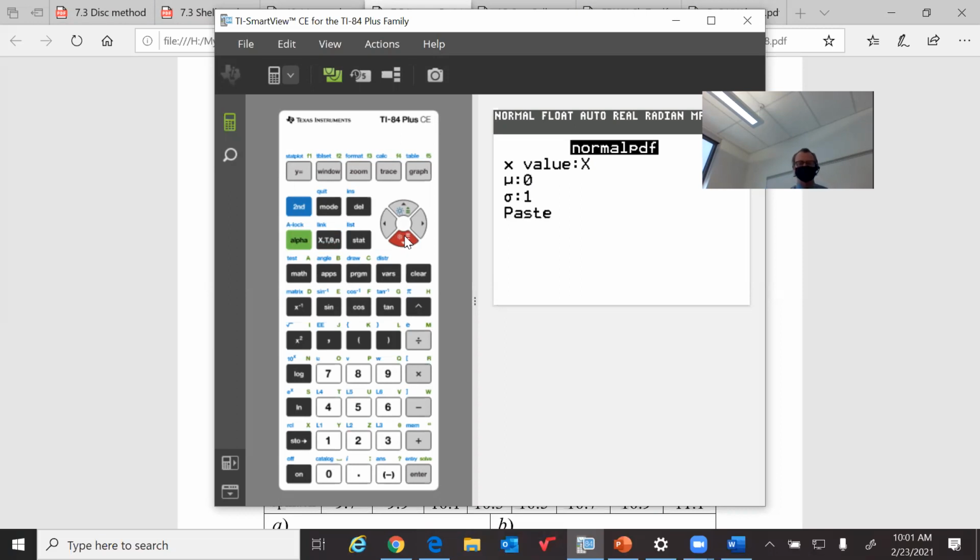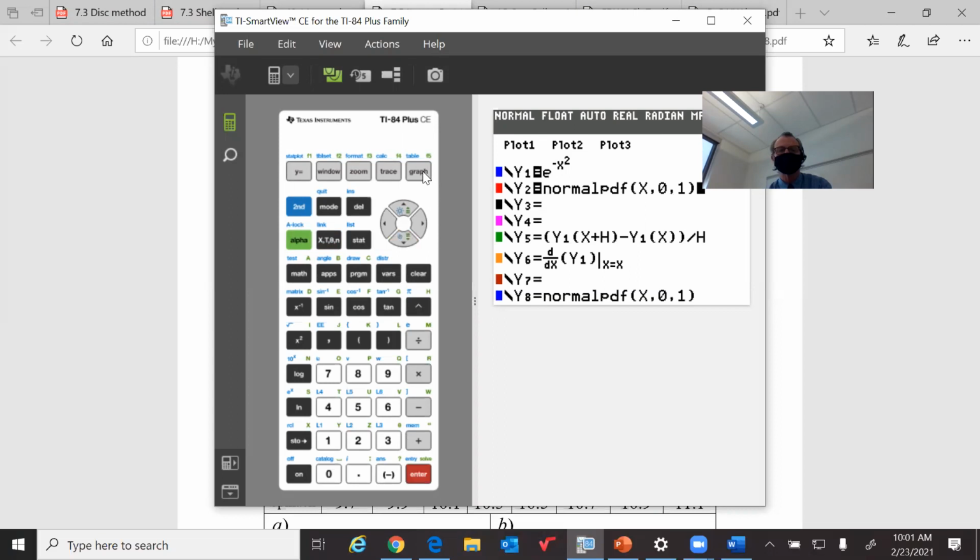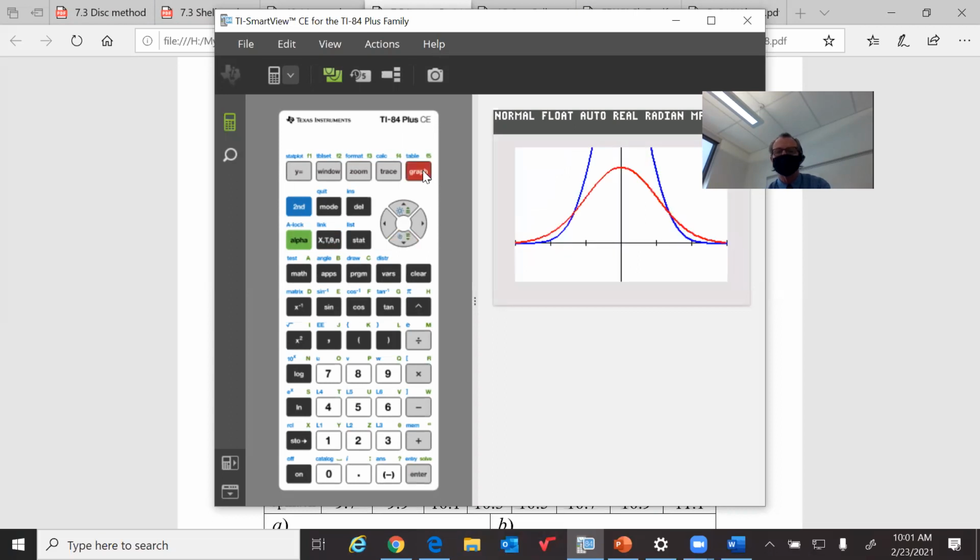I'm just going to paste that in Y2. Push graph, and the red graph is the image. So if you notice this, in the red graph, when you go 1 to the left or 1 to the right, you understand?